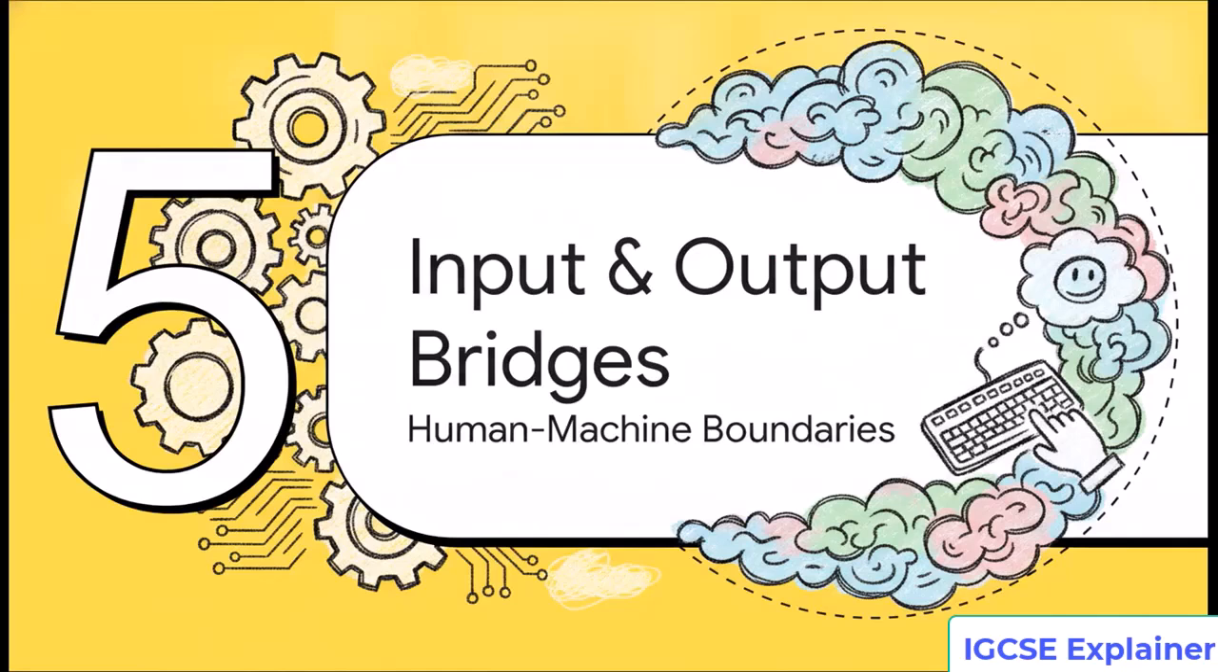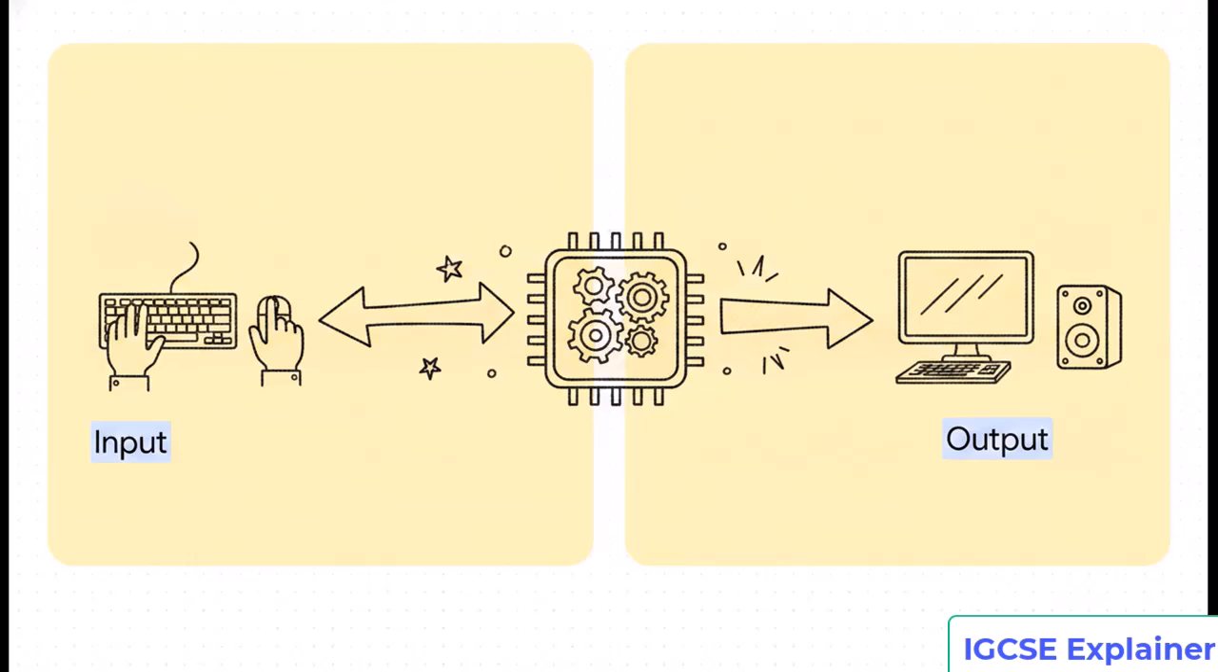Section 5. Input and Output Bridges. Human-Machine Boundaries. So we cross the boundary between human and machine using interaction bridges. On one side, we have input devices. This is human-to-machine communication. It's exactly how we enter direct data or instructions through our keyboards, mice, or microphones. On the flip side, we have output devices. This is machine-to-human communication, where the computer takes that raw processed data and translates it back into a human-readable format, like text on your monitor or sound pumping through your speakers.